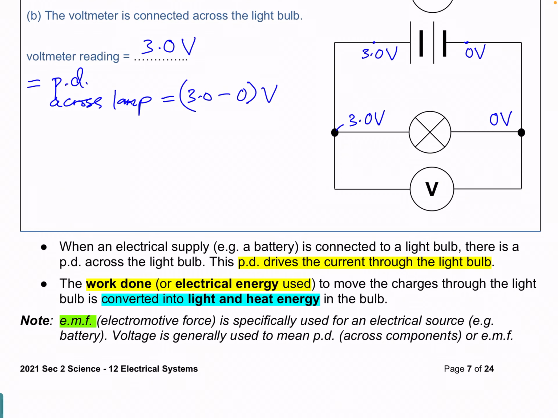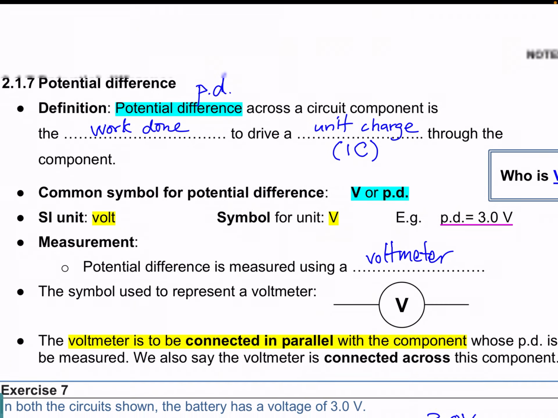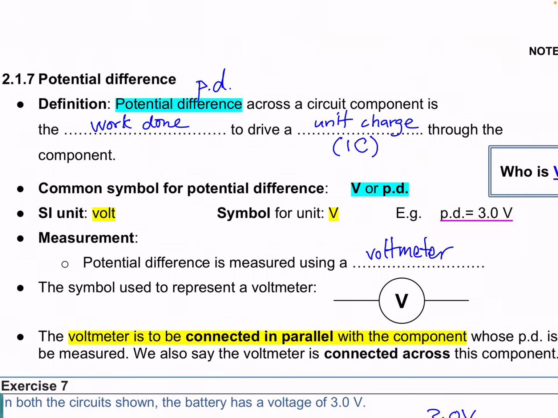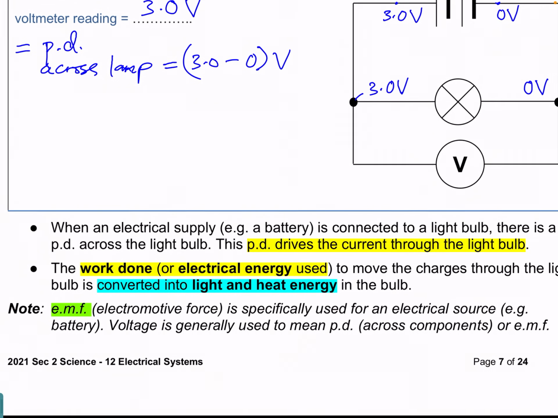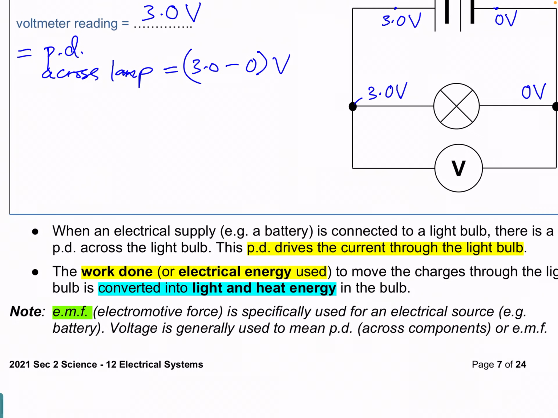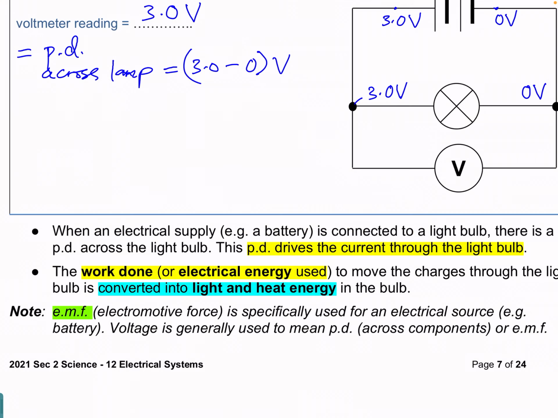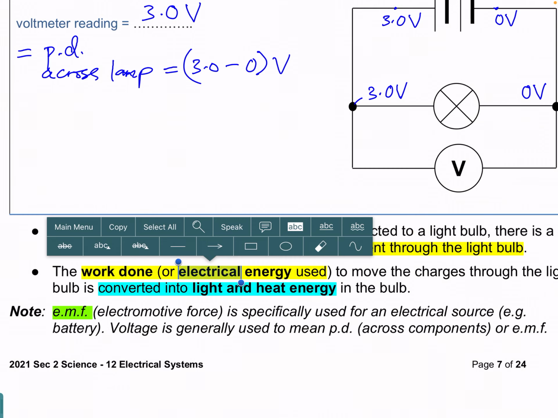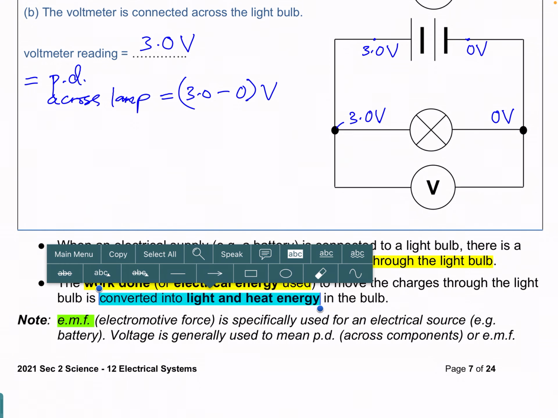Okay, so just now we talked about this potential difference. We define it as the work done to drive the unit charge through the component. Basically the battery is the one that is doing the work. The battery will have this potential difference to drive the current through the light bulb, and the work done by this battery, or the electrical energy used, is to move the charge through the light bulb. This work done will be converted into light and heat energy in the light bulb. So the light bulb will light up, and it also becomes hot after some time.